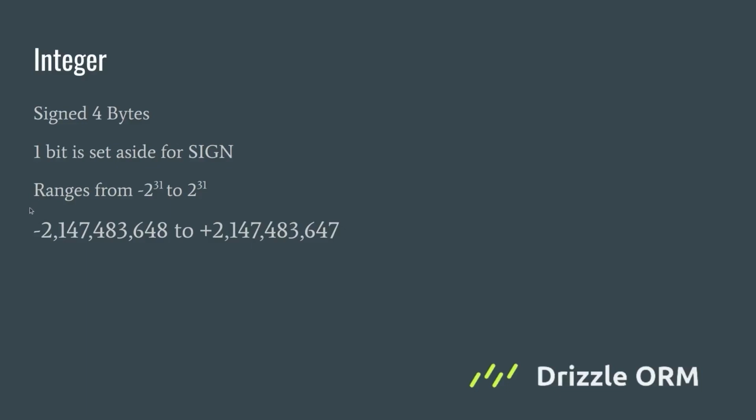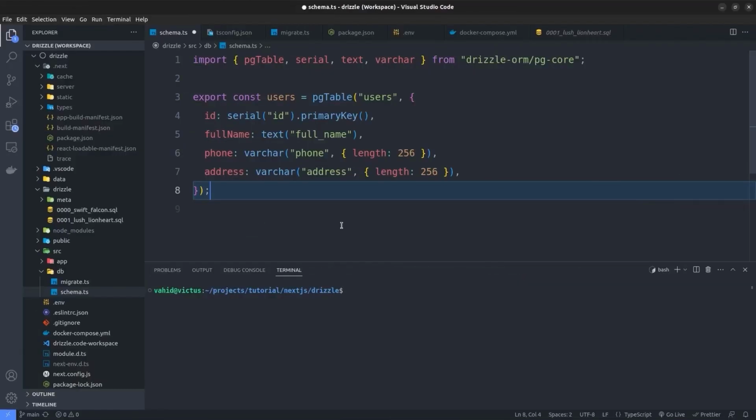So each integer number ranges from minus 2 to the power of 31 to 2 to the power of 31. Actually, it ranges from this number to this number. So if your number roughly ranges from minus 2 billion to 2 billion, you can use the integer data type. And now let's go to our VS Code and our Node.js project, and let's see how we can use the integer data type in our table.